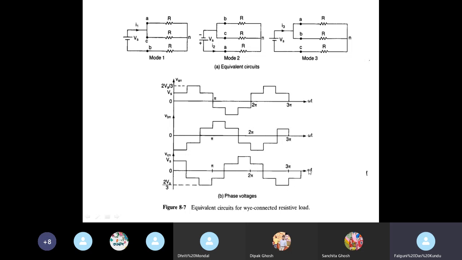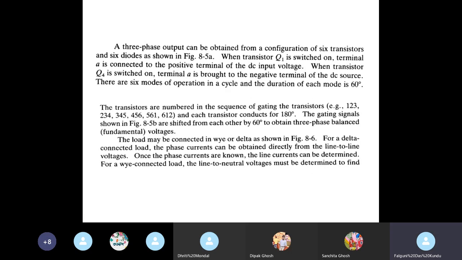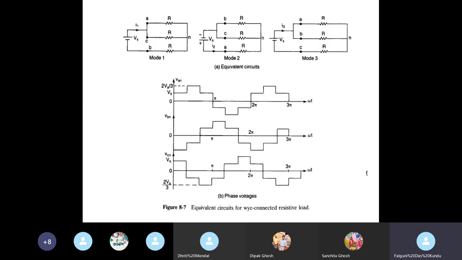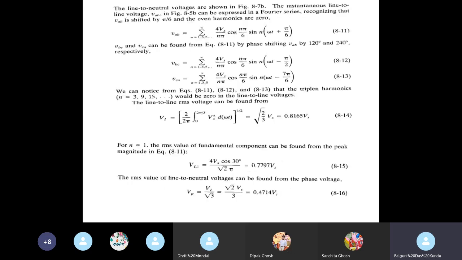Okay, so here we see that the gating signals are shifted from each other by 60 degrees, and each thyristor conducts for 180 degree operation. Okay, here the formulas of all the values are given, that is, the line to neutral voltages are shown already in the figure.